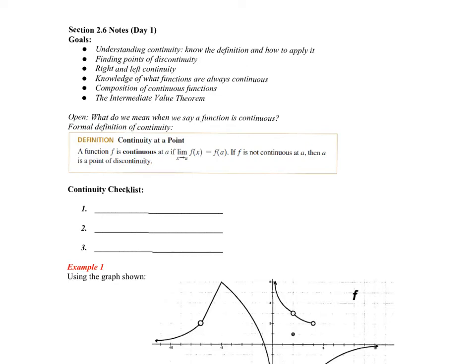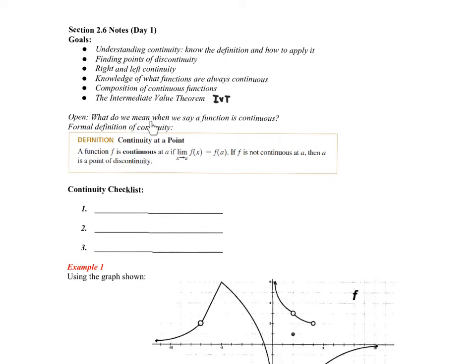AB Calculus 2.6, day number 1. Goals for today's video are to understand continuity, know the definition and how to apply it, find points of discontinuity, look at what's called left and right continuity, knowledge of what functions are continuous, composition of continuous functions, and then the intermediate value theorem. Throughout this course, you will see the intermediate value theorem referred to as IVT.